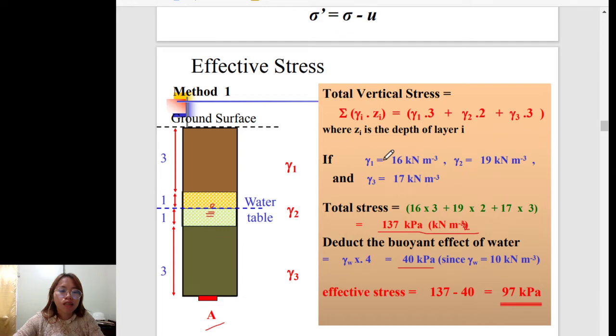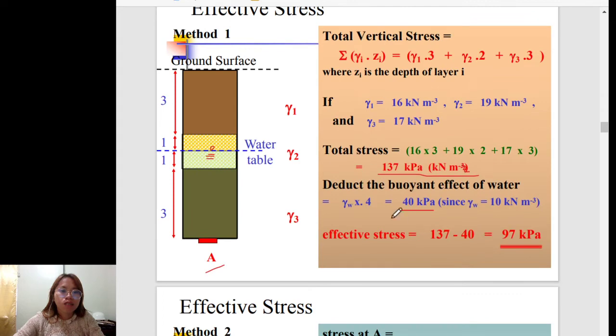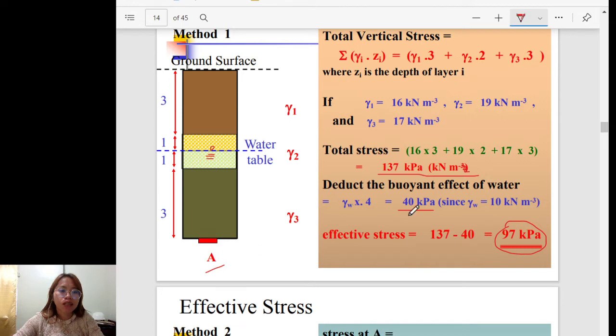And remember that the effective stress is equal to this equation: total stress is equal to effective stress plus U. If you want to manipulate this, so that the effective stress at point A is actually equal to the total stress which we computed minus the pore water pressure, the effect of water. So this is the answer for the effective stress at A.